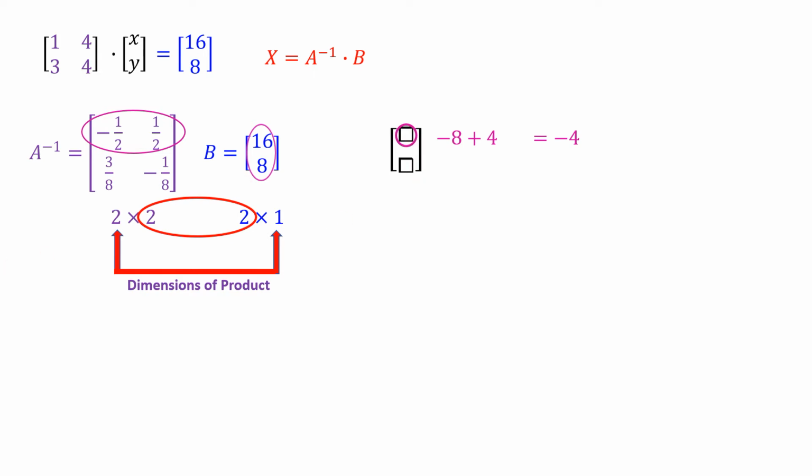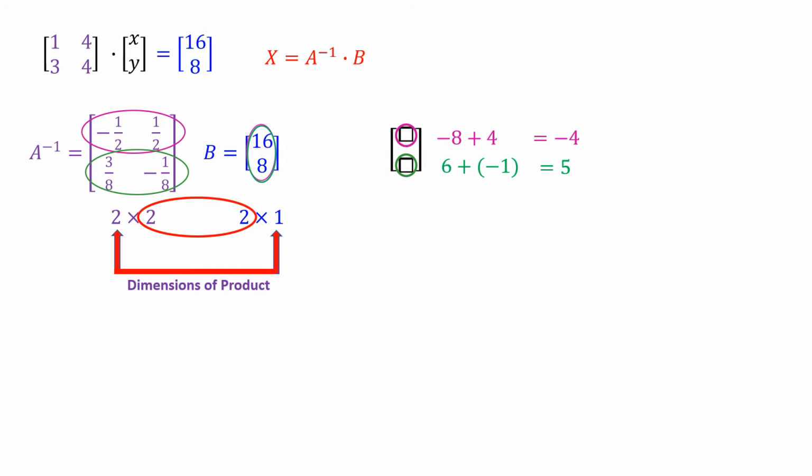All right, let's solve for the bottom entry. The bottom entry, we're going to take bottom row, only column. 3/8 times 16. I know you're thinking, I don't want to multiply 3/8, but don't worry. 8 divides into 16 twice, and 2 times 3 is 6, so that's easy. That's 6. And then negative 1/8 times 8 is simply negative 1. So we get 6 plus negative 1, or 5. All right, those are our solutions.